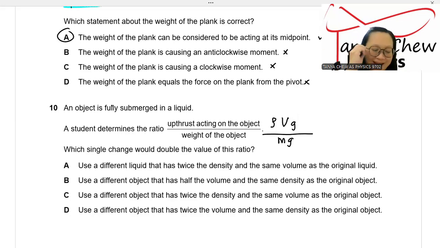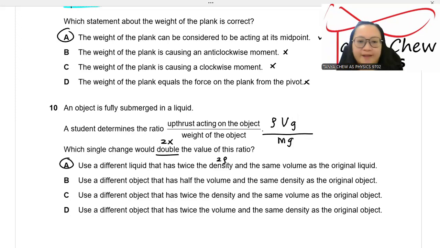Now, let us look at A: use a different liquid that has twice the density and the same volume as the original liquid. Twice the density, 2 times the density, then when you divide, you get 2 times as large. Don't you think so? Because I want to double, that means 2 times larger. So now 2 rho; you just multiply the rho by 2, you get 2 times. A is the answer. Now, let me show you why B, C, and D are not the answer.